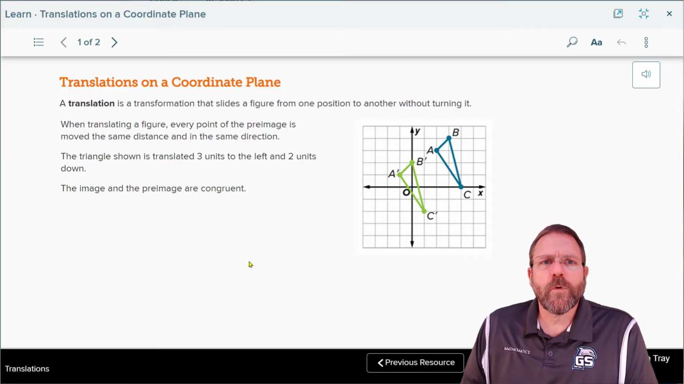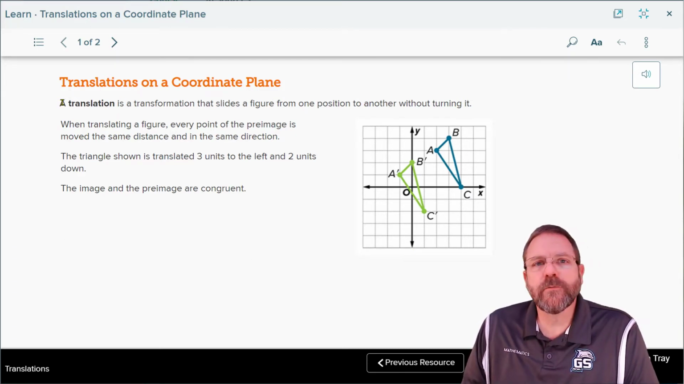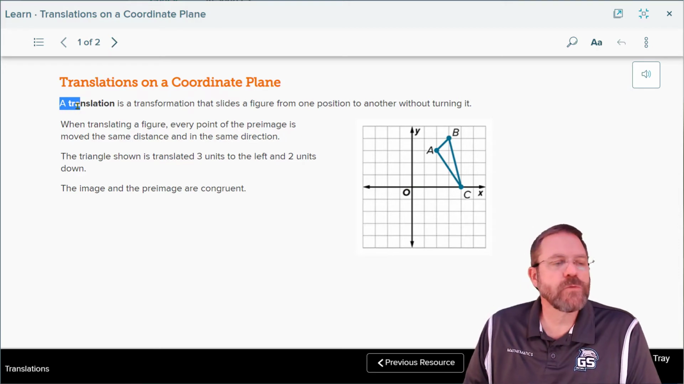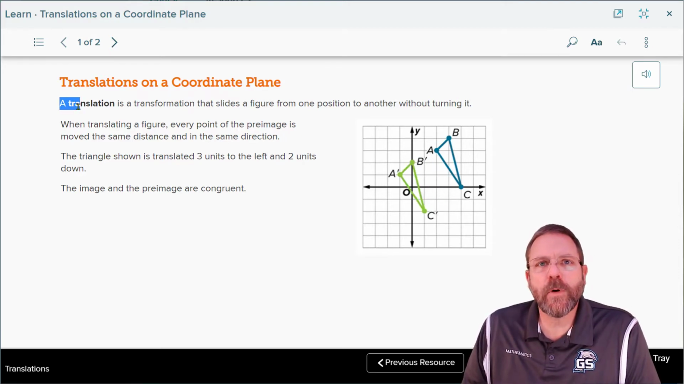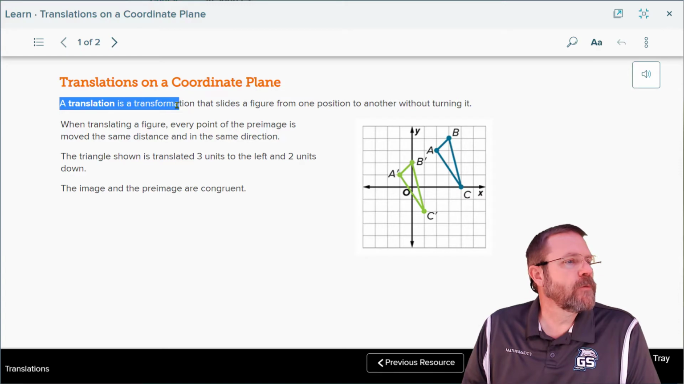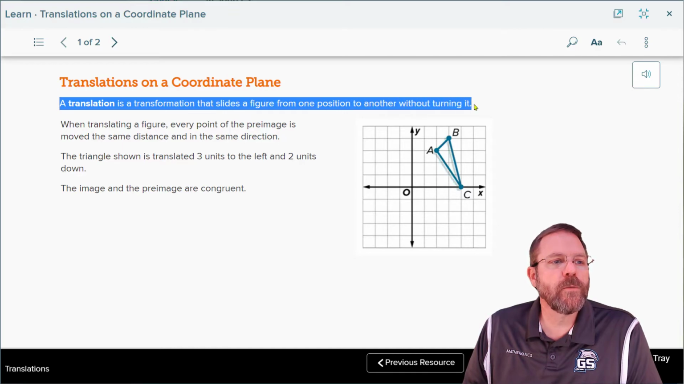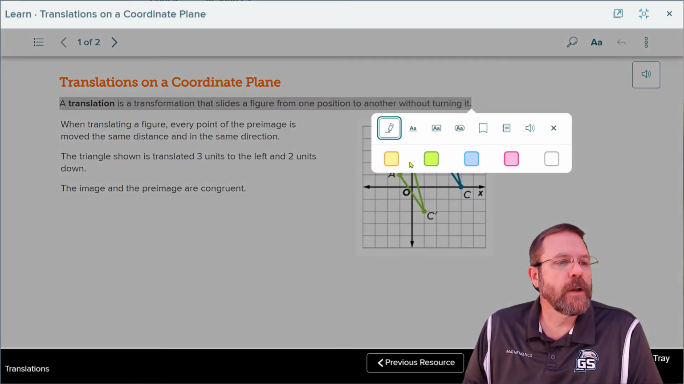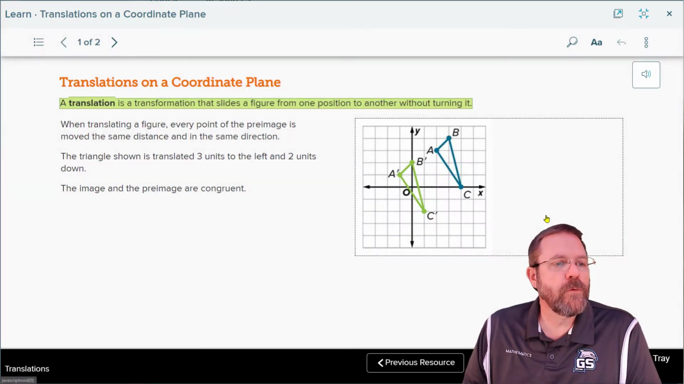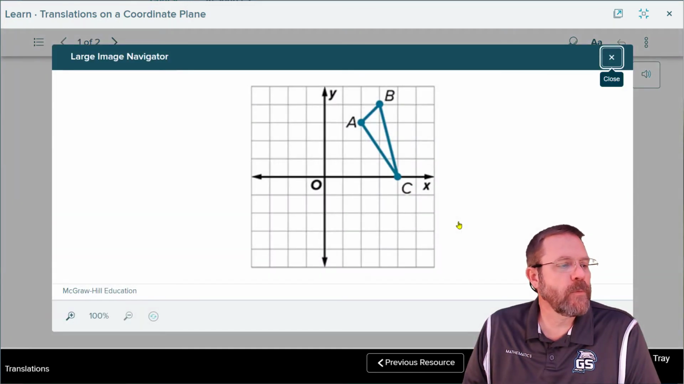Our next vocab word is translation, and we're not talking about changing from French to English to Spanish. We're talking about moving a shape on a coordinate plane. A translation is a transformation that slides a figure from one position to another position without turning it. The textbook gives you a really good graphic of it here. If you watch it for a second, let's see if we can zoom in and make it happen. What happened zoomed in? Yep, there it went.